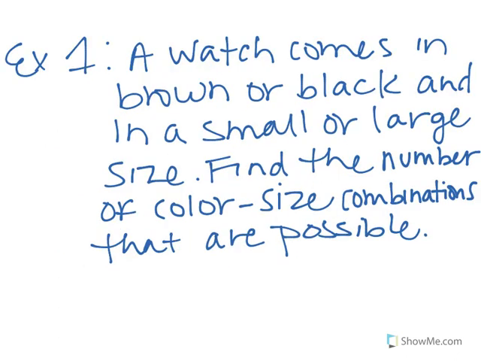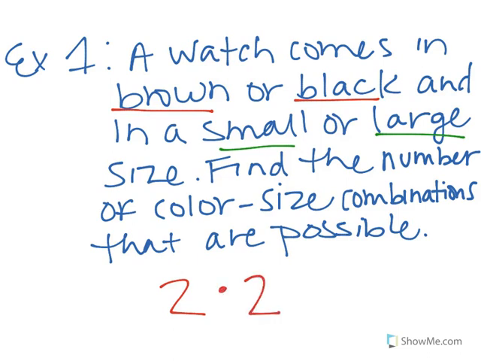So my first example is a watch comes in brown or black and in a small or large size. Find the number of color size combinations that are possible. So I'm going to underline my colors. So I either have brown or black, and then I'm going to underline my sizes, small or large. So then I'm going to count my colors and then count my sizes, and then I just have to multiply them together. So looks like I have two colors, and then I have two different sizes, small or large.